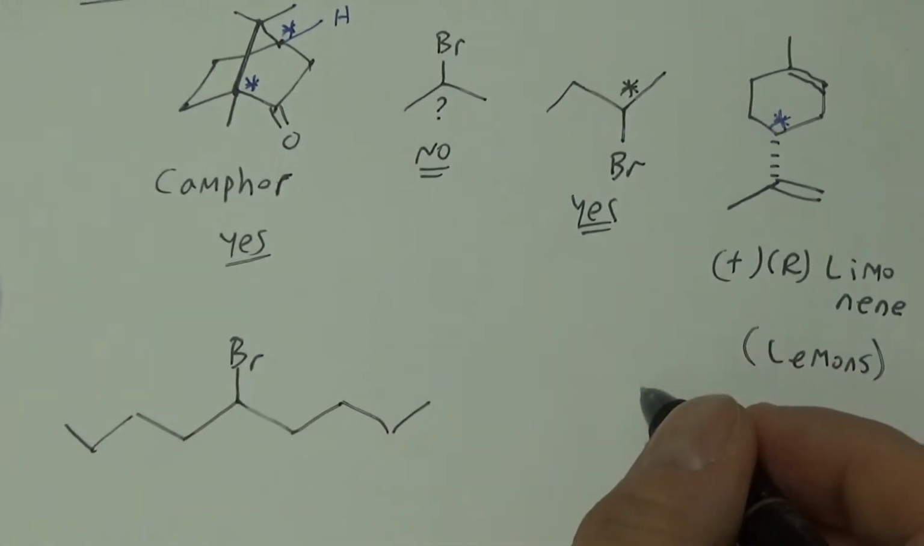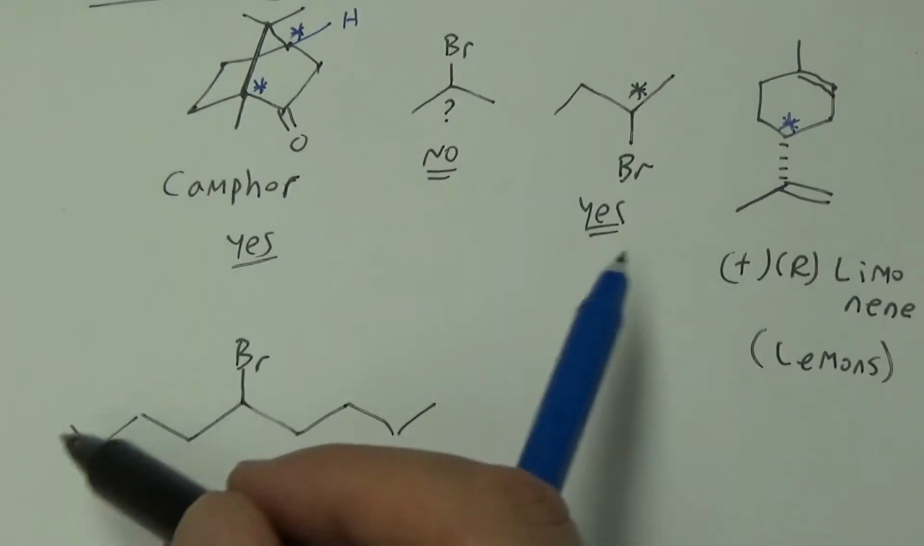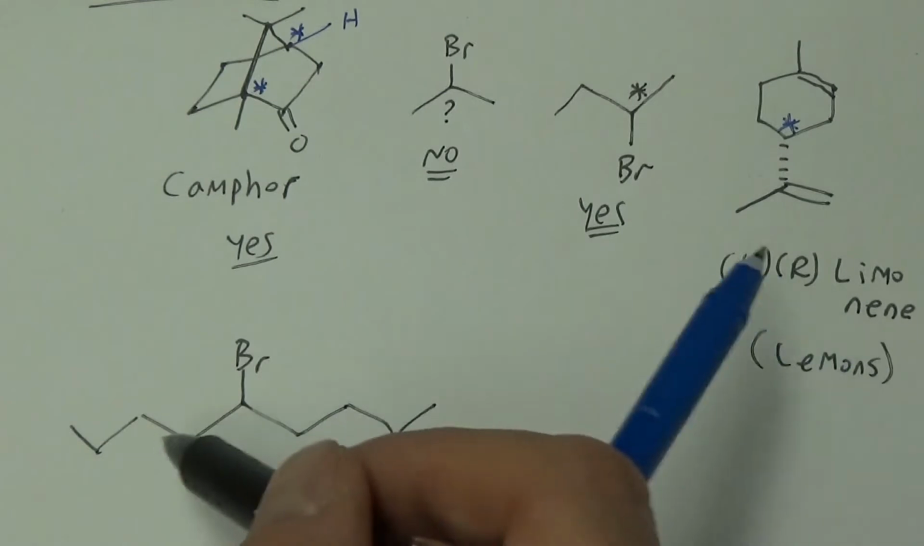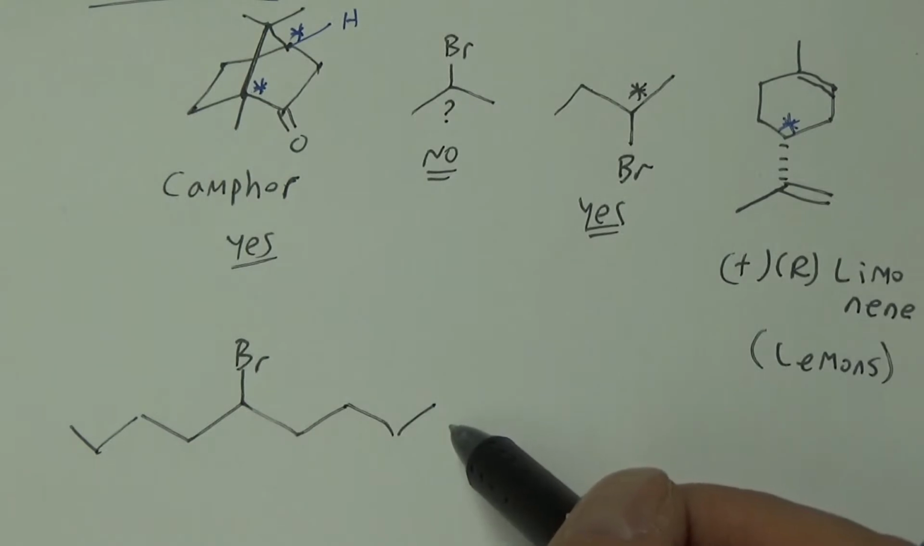Not a chiral molecule. There's a plane of symmetry, right? The left side is symmetrical to the right side. So this is a symmetric molecule, right? And okay, so the molecules are symmetric.